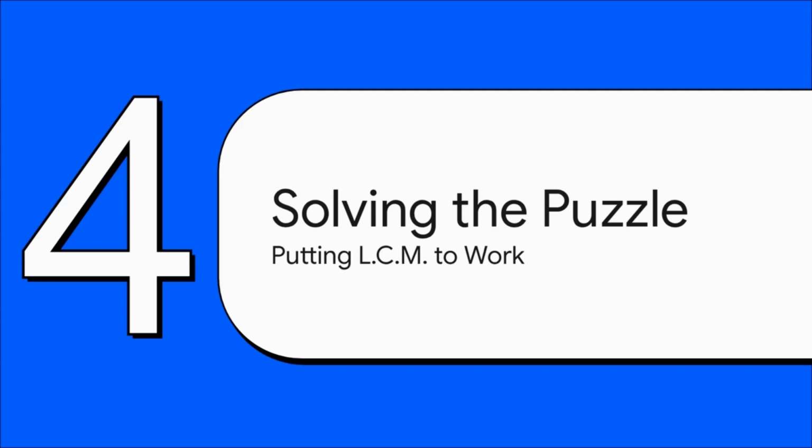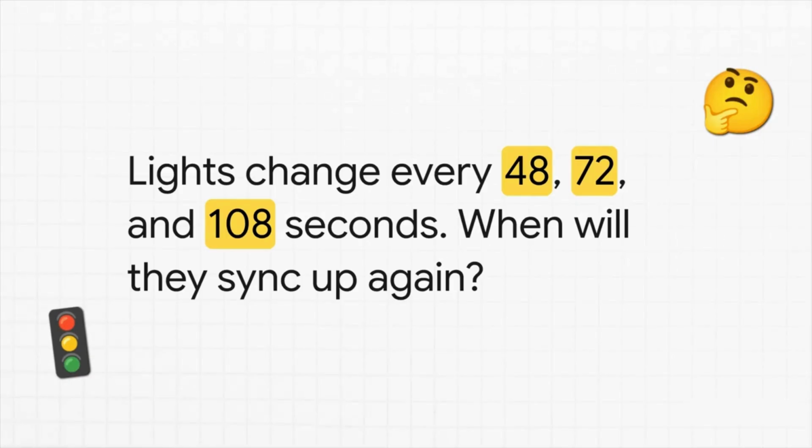All right, we have our shiny new tool. Let's get back to that street corner and finally sort out those traffic lights. So let's look at this one more time. We've got these 3 different cycles, right? 48 seconds, 72 seconds, 108 seconds. We're not sharing anything here. We're just waiting for that one future moment when all 3 of those timers hit their mark at the exact same instant. This is just a textbook timing problem.